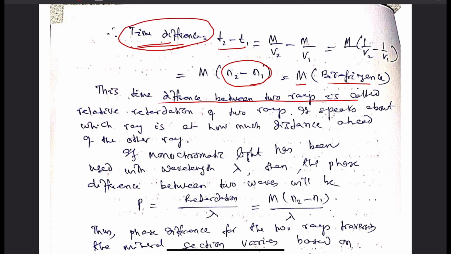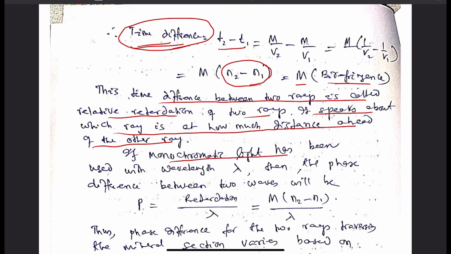This time difference between two rays is called the relative retardation of two rays. It speaks about which ray is how much distance ahead of the other. So this retardation is really controlling the character of color that will ultimately be produced in the analyzer.